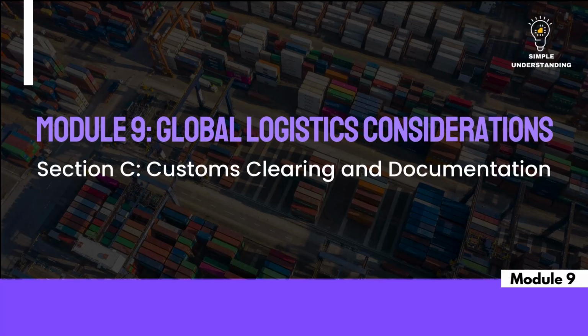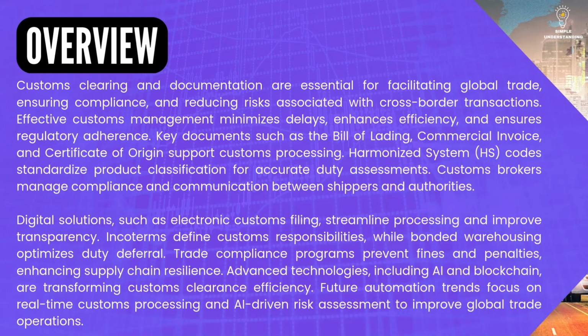Section C. Customs Clearing and Documentation. Overview. Customs clearing and documentation are essential for facilitating global trade, ensuring compliance, and reducing risks associated with cross-border transactions. Effective customs management minimizes delays, enhances efficiency, and ensures regulatory adherence. Key documents such as the Bill of Lading, Commercial Invoice, and Certificate of Origin support customs processing. Harmonized System HS codes standardize product classification for accurate duty assessments.